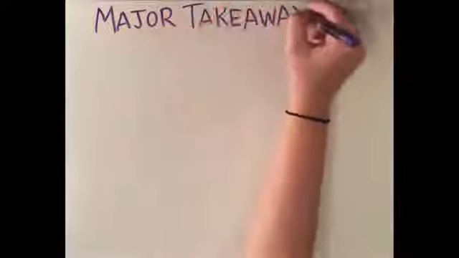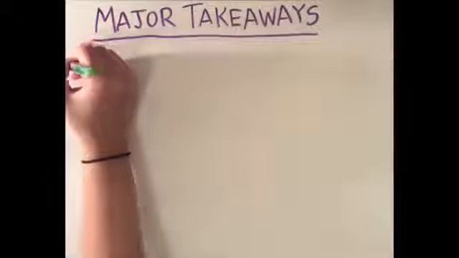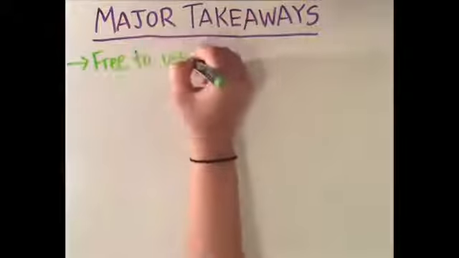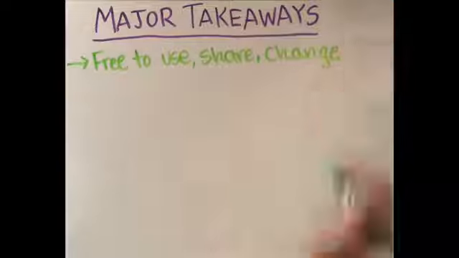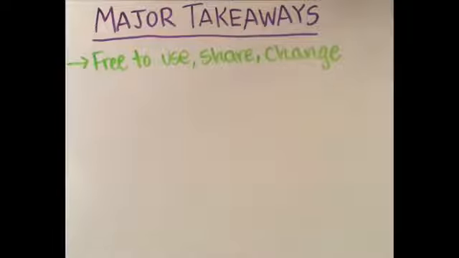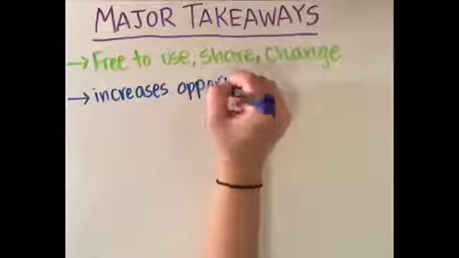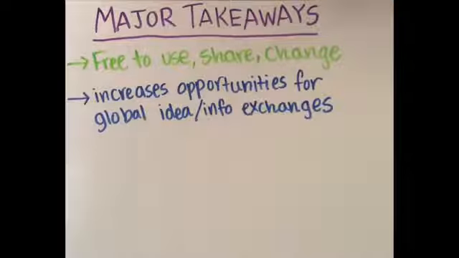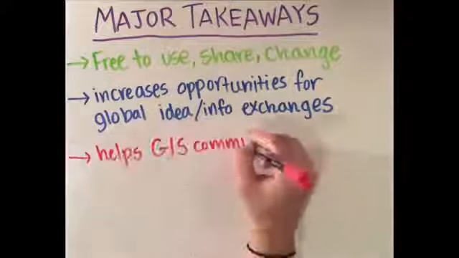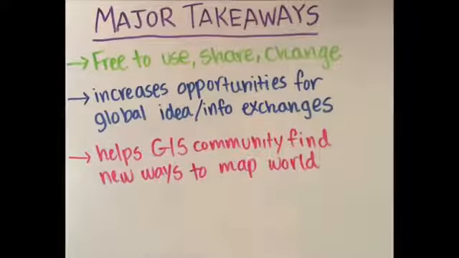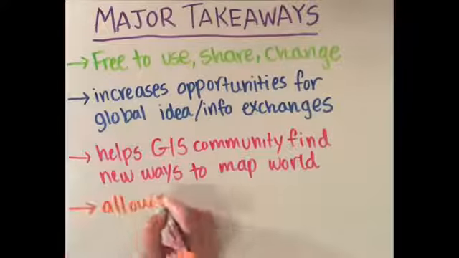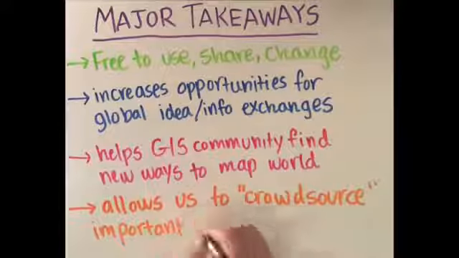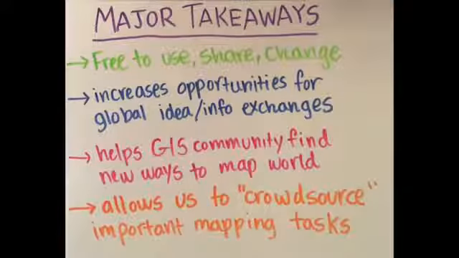In conclusion, open source technologies are softwares that can be used, shared, or changed freely by any user. They increase the flow of ideas and information around the world and help people find new ways to exchange important information with each other. And finally, open source technologies have helped users find new ways to map the world and to crowdsource important projects to allow mappers from around the world to help solve specific problems.